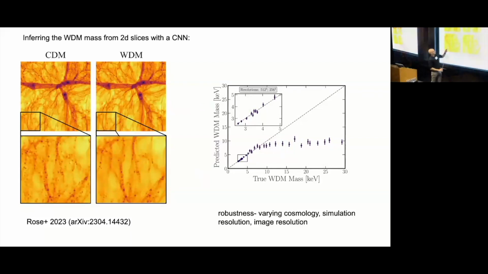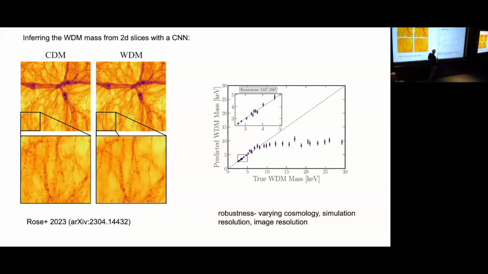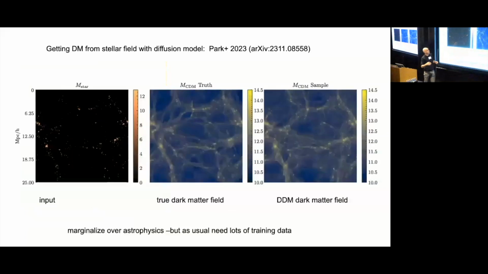Here are slices from simulations, the ones with hotter dark matter, obviously more smooth. And so here you can see that you can train and recover the true mass up to a certain point, and then you don't have any. Once it gets too massive, then you just can't tell them apart anymore. There's not enough smoothness for the neural network to pick up on.